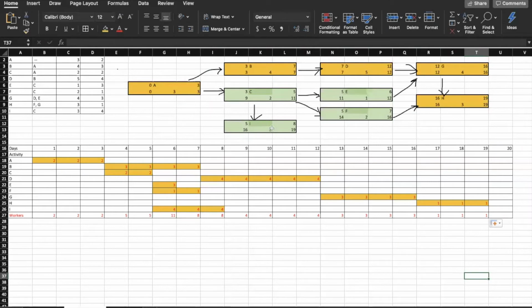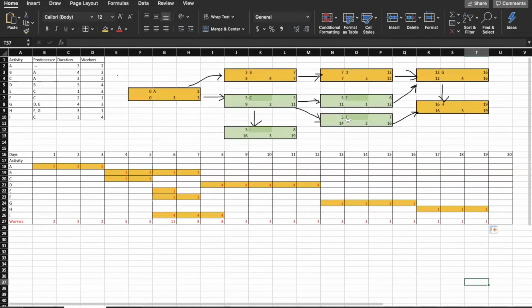So we'll see if we can use any of the green colored nodes or activities that we can move around and see if we can use less workers per day. So looking through those, we notice that C, I, E, and F are the activities that we can move around.